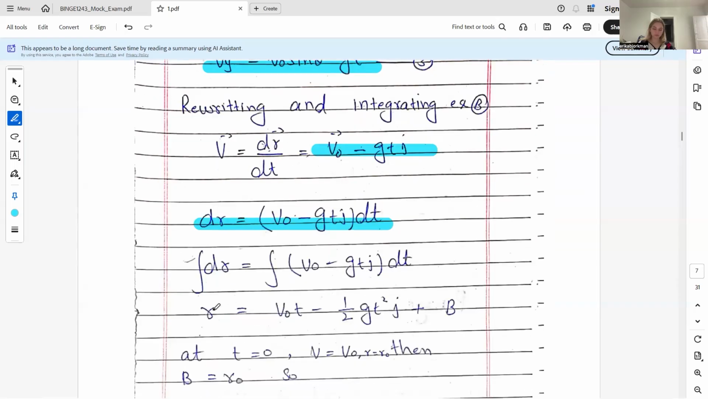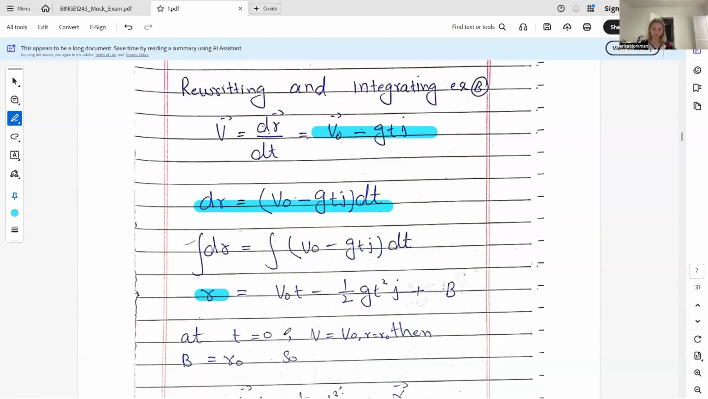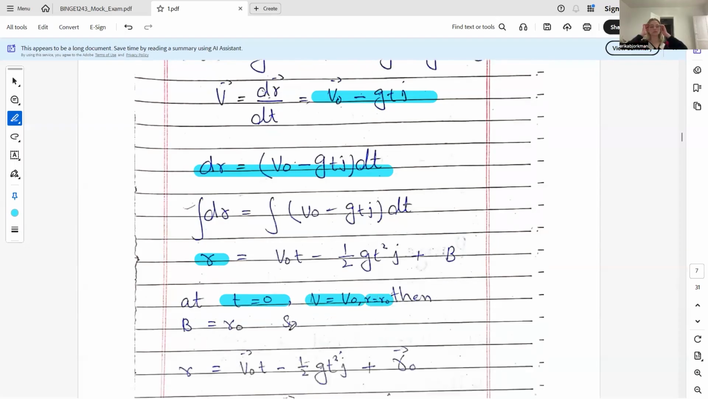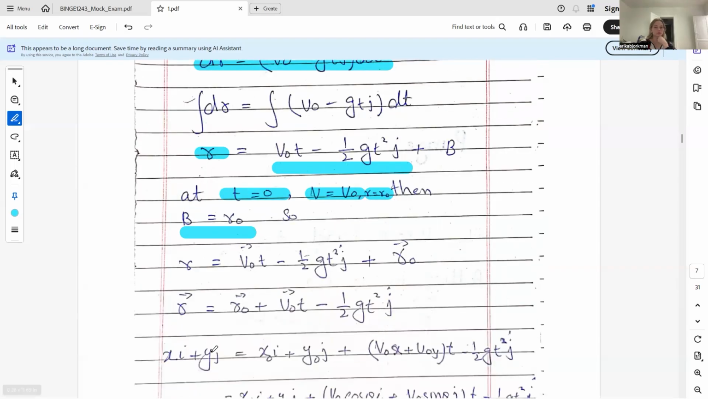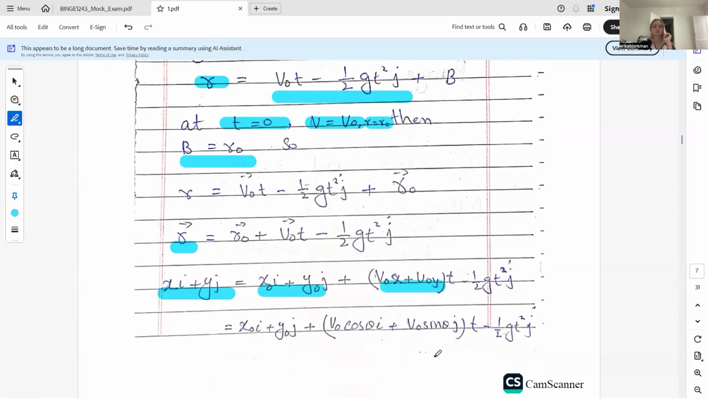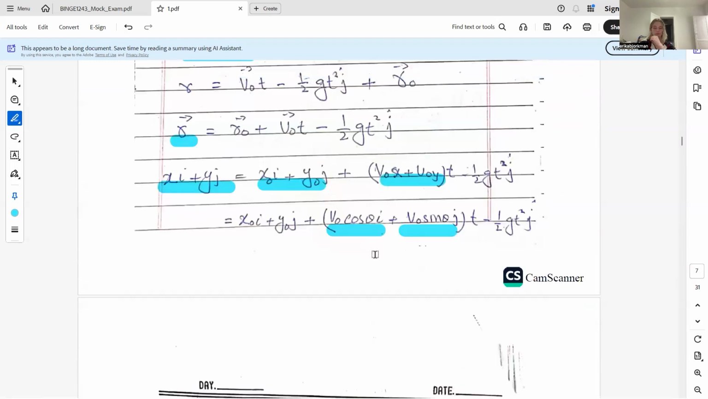Integrating it, finally I have the relation for the position: r is equal to v naught t minus half g t squared plus b. At t equal to 0, v is equal to v naught and r is equal to r naught. Putting these values in this equation, the t terms will be equal to 0, so b is equal to r naught, and putting it back. Now again I am resolving the position equation into its x and y components, and putting the velocity components in this equation. Then our equation has become like this.